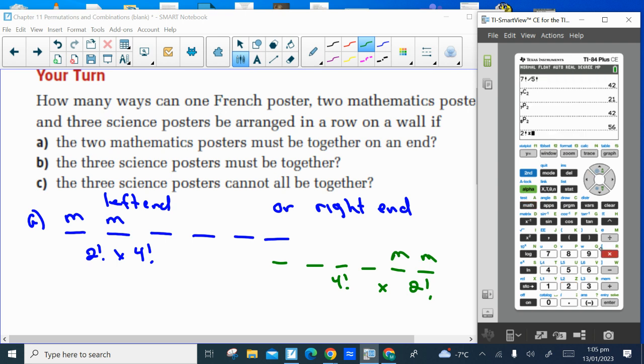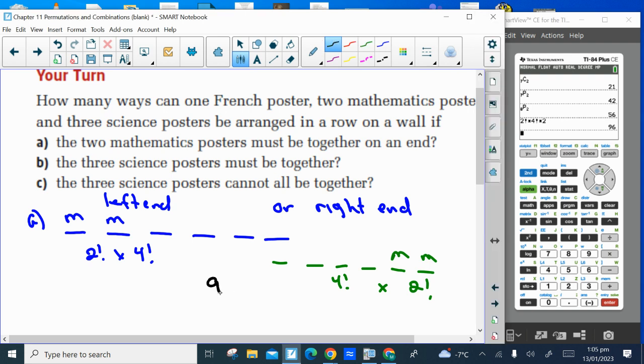Two factorial times 4 factorial times 2. So it's a total of 96. Because remember, the word or means to add.